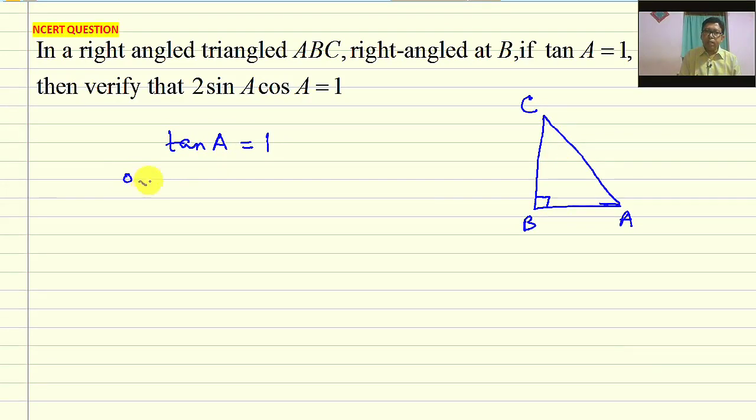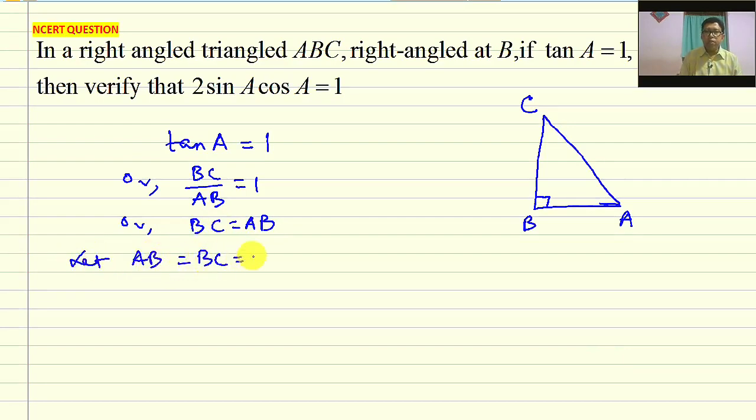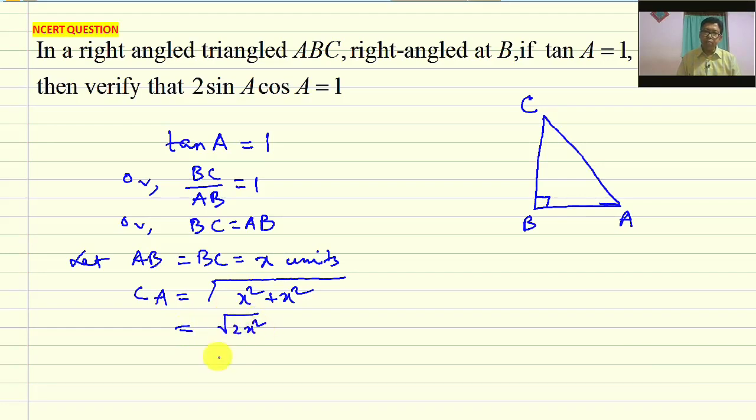Now, what is tan of A? Tan of A is equal to BC upon BA or AB. That is equal to 1. So, from here you can write BC is equal to AB. Let AB be equal to BC, equal to say x units. Now since AB and BC are considered as x units, you can find CA using the Pythagoras theorem. CA is equal to root under AB square plus BC square. So this is equal to root over 2x square, that means x root 2 units. CA is equal to x root 2 units.